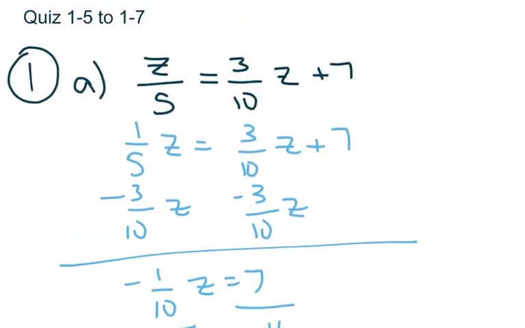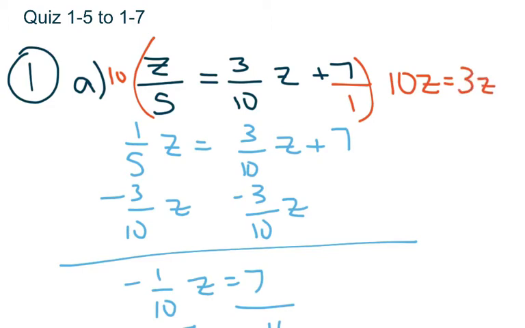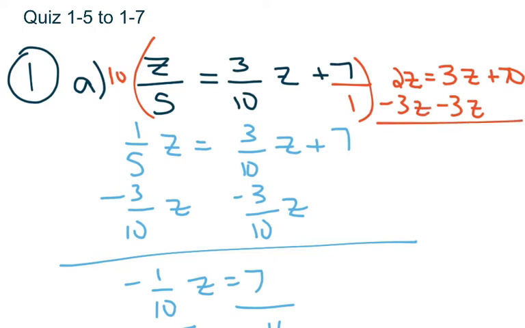Another way, though, that you could have approached this problem, if you don't like fractions, is to find the least common denominator of all the three denominators. Well, 5, 10, and 1, the least common denominator is 10. So if I multiply everything by 10, I can make the fractions go away. I'm left with 2z, because 10 times a fifth is 2. 2z is equal to 3z plus 70. Then I would subtract 3z, and I get negative 1z is equal to 70, so z must be negative 70.